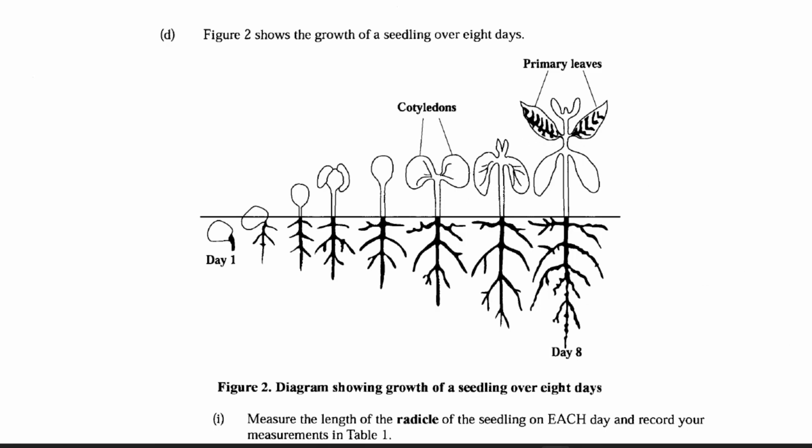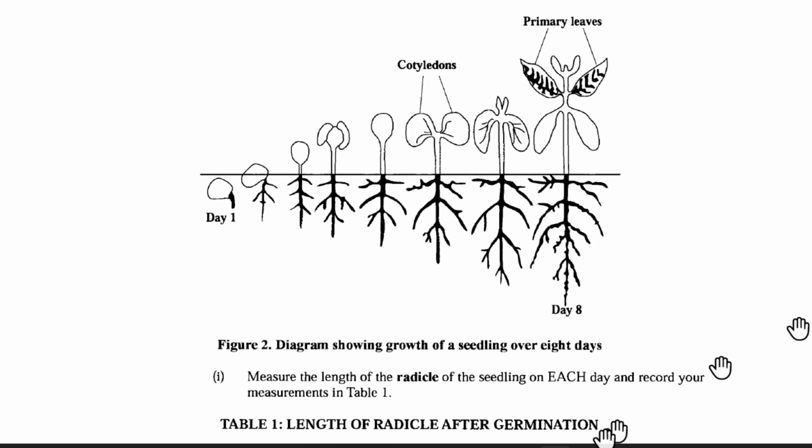So the question here asks to measure the length of the radicle of the seedling on each day and record your measurements in table 1. Of course, you wouldn't be able to do this on your phone or your computer, but if you get your hands on a physical paper, what you're doing here is measuring from the beginning of the root here to the very tip here. And then we're going to fill out the table.